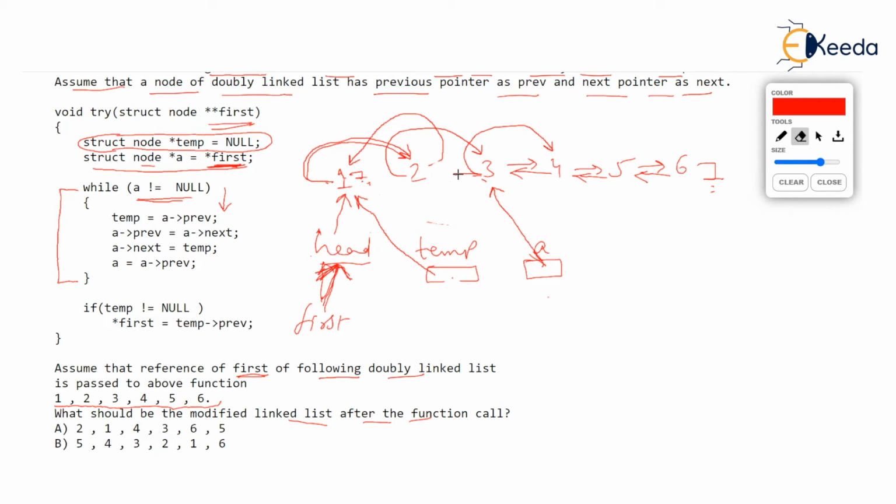This association will be broken. And the other thing is, next of 3 will point back to 2. Next of 3 was pointing to 4, but now next of 3 will point back to 2. This is what will happen. Are you following? And also A, before we repeat the loop, A will point to 4.